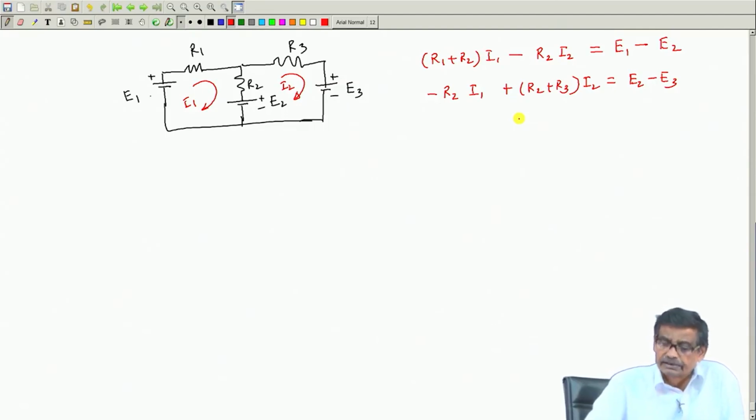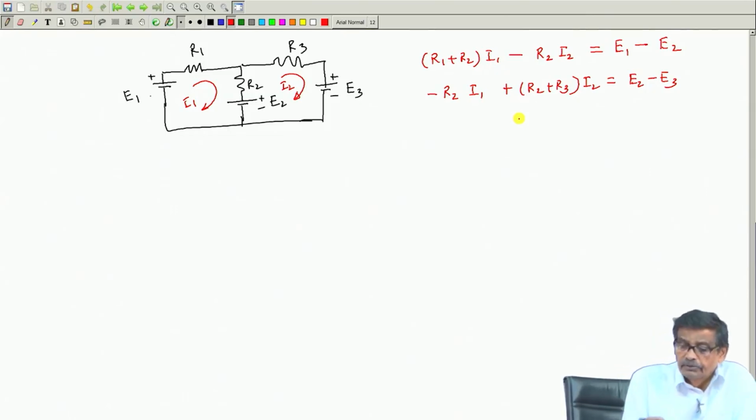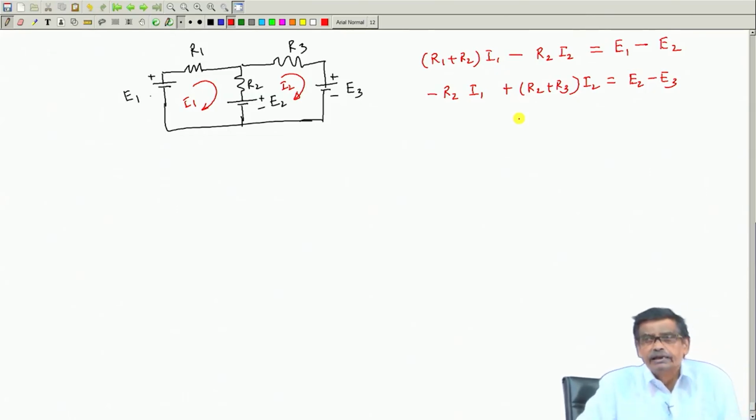So we have discussed that. But now, in the present scenario, we consider that time varying sources are present, and there are inductances and capacitances present. Can we still do something with these rules?